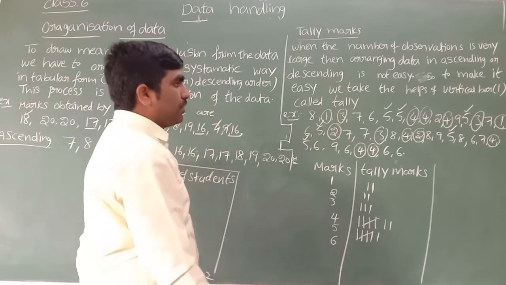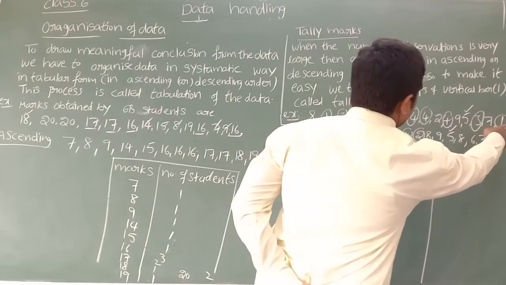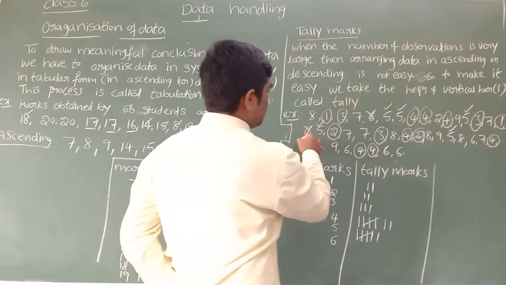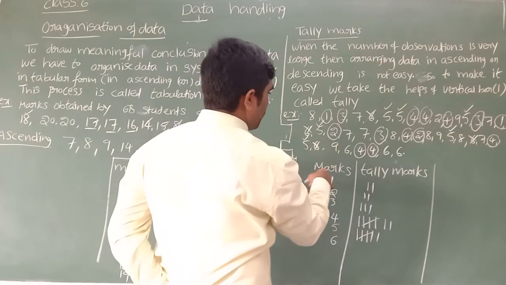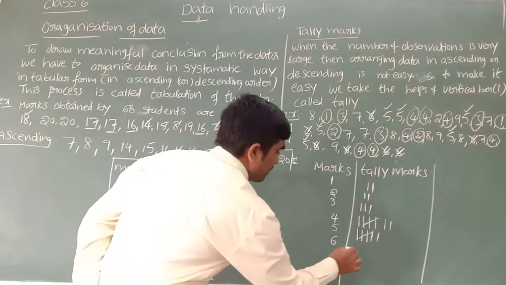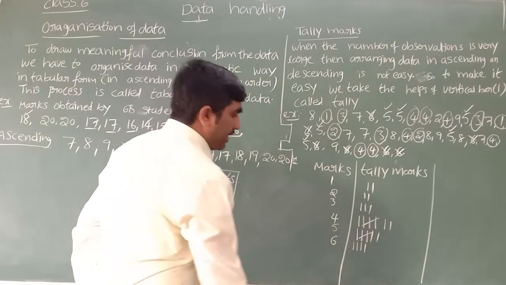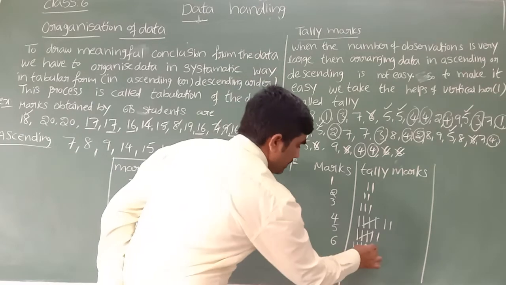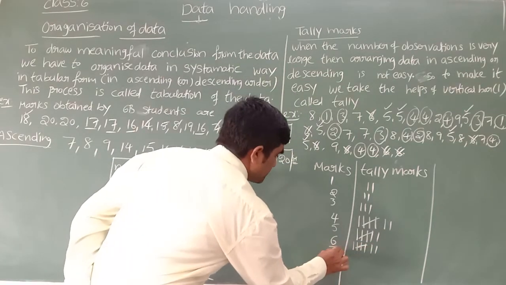Let's see how many secured 6 marks. Here you can see 1 student, and more I can see 2, 3, 4, 5, 6, 7. 7 members. For every 4 vertical lines, the 5th one is a cross. So next mark is 7.